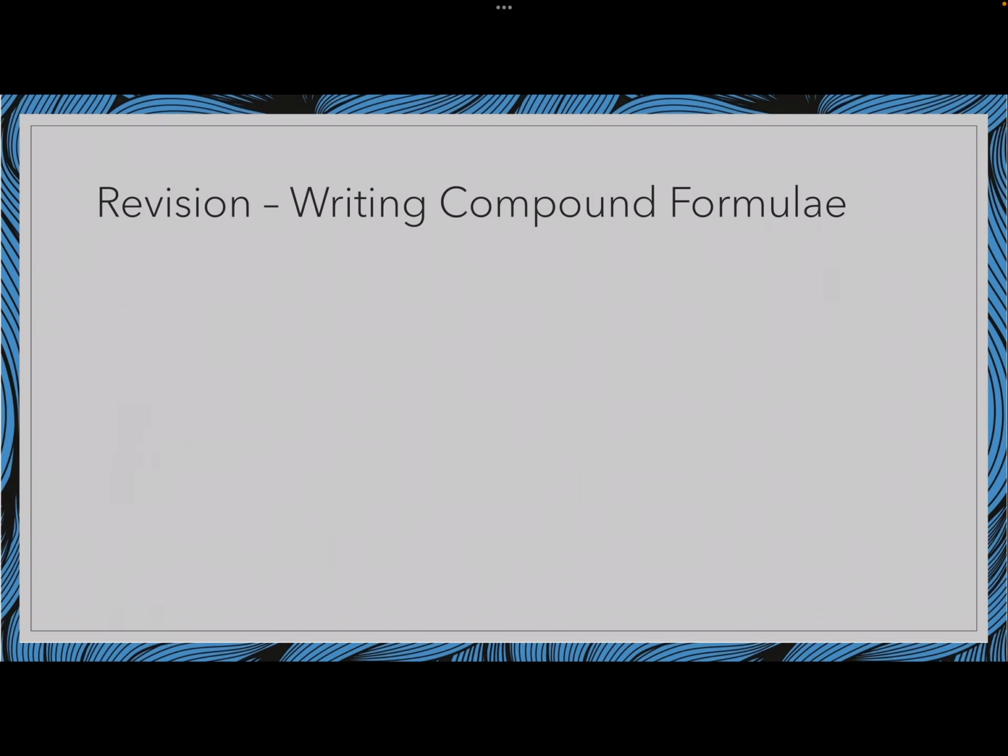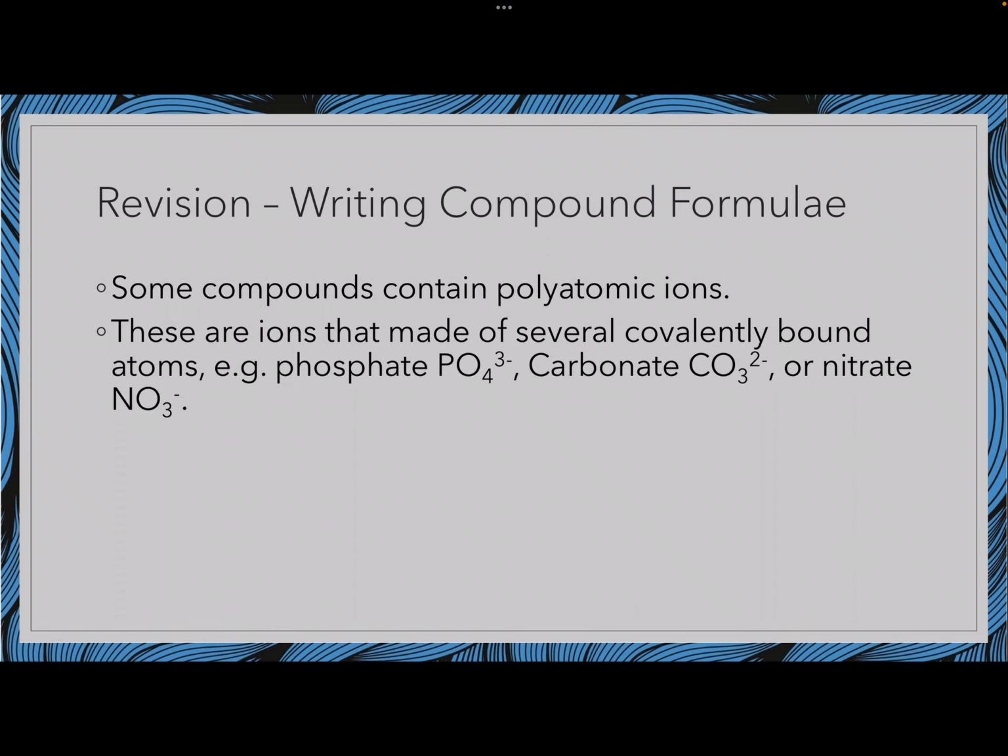Some compounds contain what we call polyatomic ions. They are really a bunch of atoms covalently bound, but they exist as their own ion, and they can ionically bond. So these ions are made of several covalently bound atoms. For example, phosphate is PO4 with a 3 minus charge. Carbonate is CO3 and it has an overall 2 minus charge. And nitrate is NO3 with a single minus charge. These are ones you're going to have to remember with time. If you don't memorize them right now, that's okay, but we do need to get you to know these because they will be referenced a lot throughout the chemistry course.